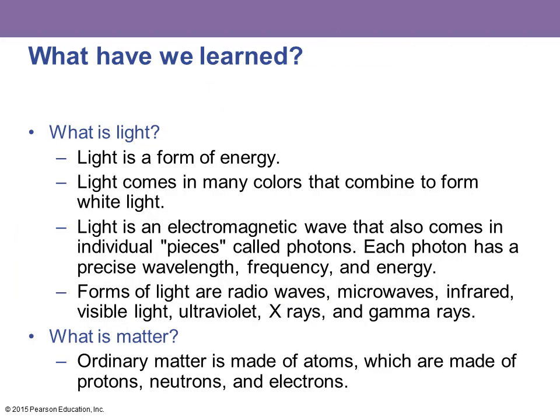So what is light? Well, it's a form of energy. It comes in many colors that can combine to form white light. It is also a wave or a photon. Each photon has a precise wavelength, frequency, and energy. And there are different forms of light: radio waves, microwaves, infrared, visible light, ultraviolet, X-rays, and gamma rays. Matter is something that's made of atoms, which are made of protons, neutrons, and electrons.